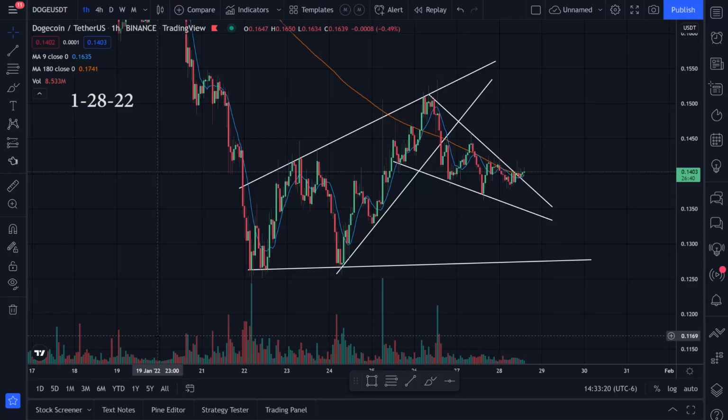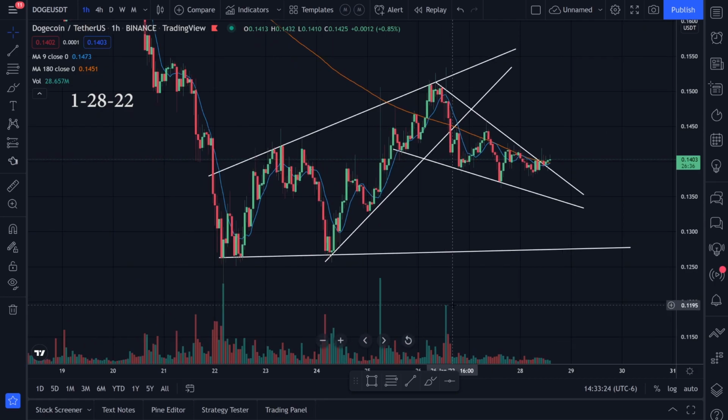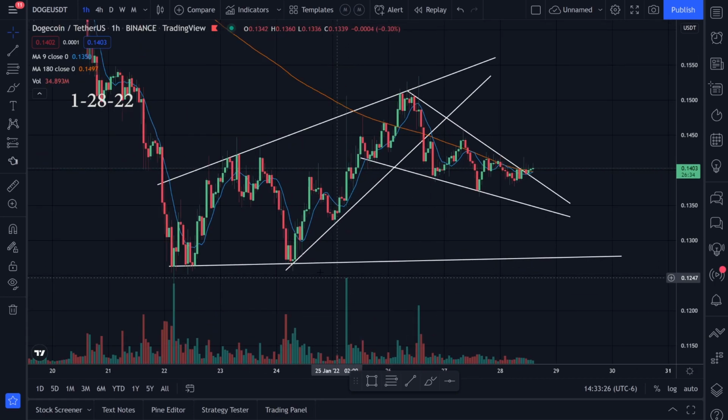Let's take a look at the chart for Dogecoin. Okay, so here's what I'm looking at. We're on the 1 hour time frame on TradingView right now. We're looking at Dogecoin and we had this rising wedge right here.